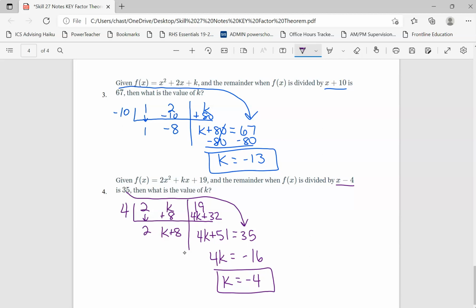All righty, that should get you understanding the factor and remainder theorems. So now you'll get a chance to do some practice.